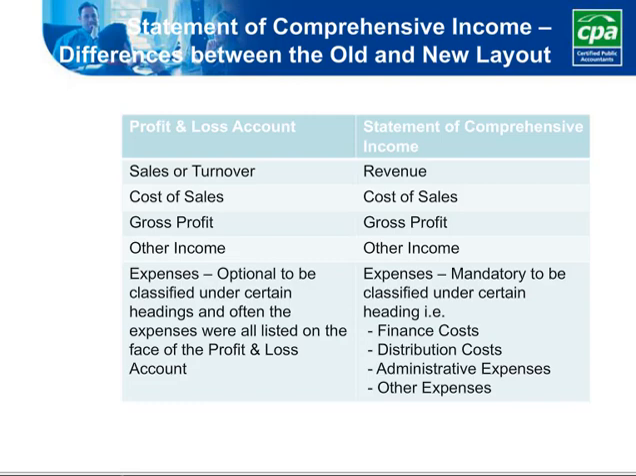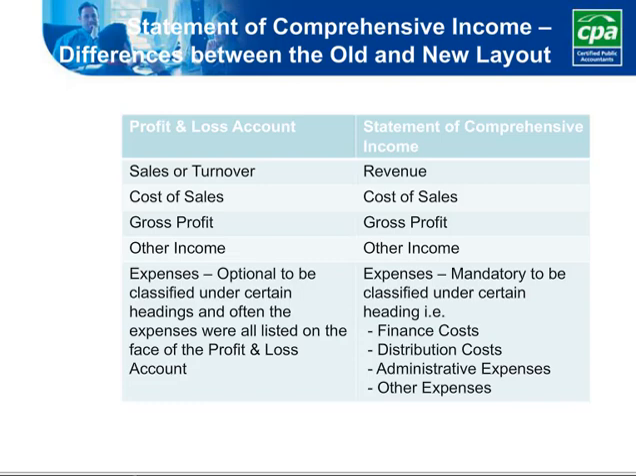So if we now compare the main aspects of our profit and loss account versus the new layout of the statement of comprehensive income. Our first line, always in the previous profit and loss account, was sales or turnover. This is now covered by the term revenue. Cost of sales hasn't changed, and again gross profit is still the same. After gross profit, under both methods, other income, and then we come to expenses.